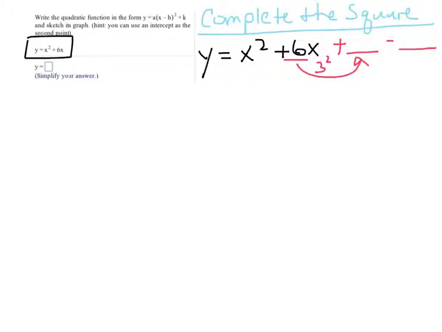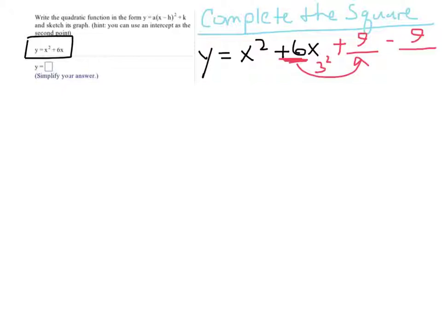So right here I have a 9. But if you add 9, you also have to subtract 9. So that keeps that perfect balance there. So if this linear term right here was, let's say, a negative 4, half of a negative 4 would be a negative 2. Negative 2 times negative 2 is a positive 4 would go here, and then you'd subtract 4. So it's always half that linear term.